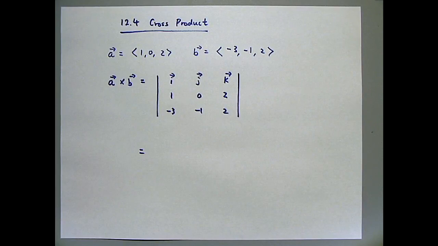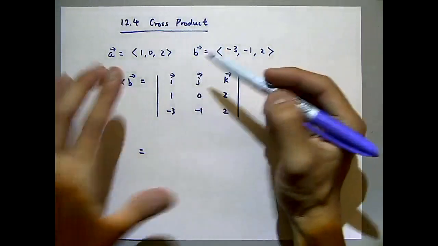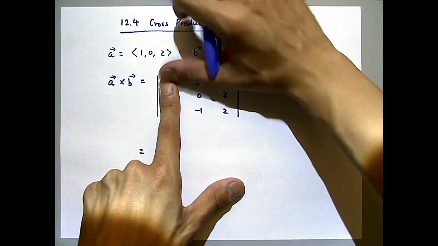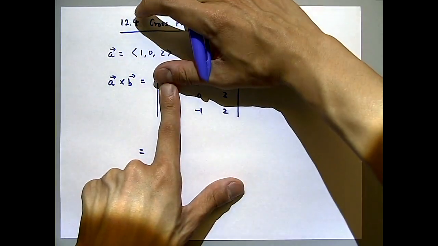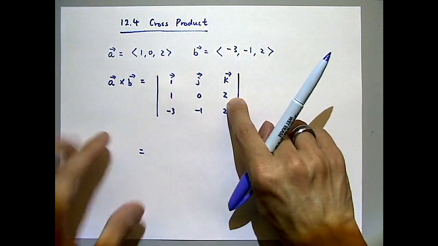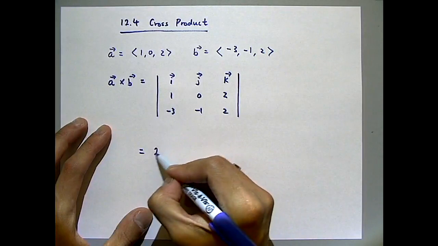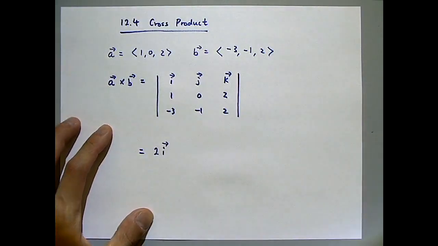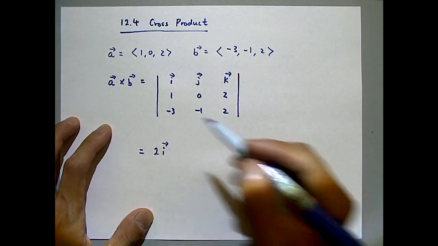Very good. In case you don't, for the first one, you cover up the first row and the first column, and you take the determinant of what's left. So here, determinant is 0 minus 2. That's a +2. So this is a 2i. Now, what's this something special we have to do with the j component? Very good. We have to change the sign.